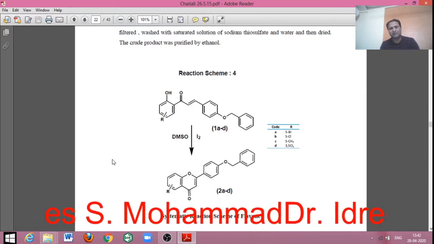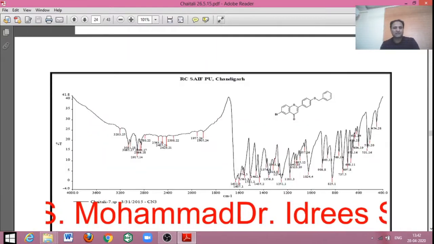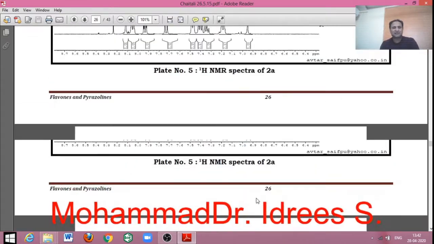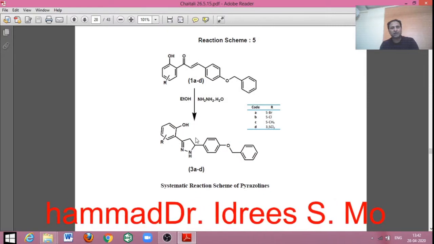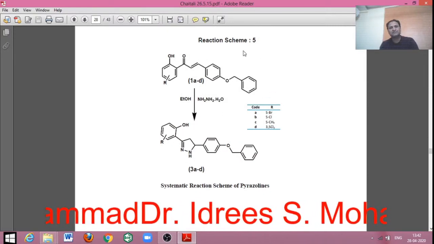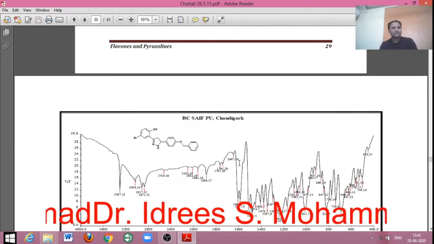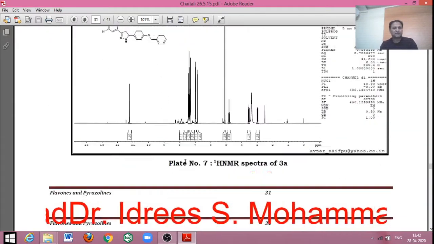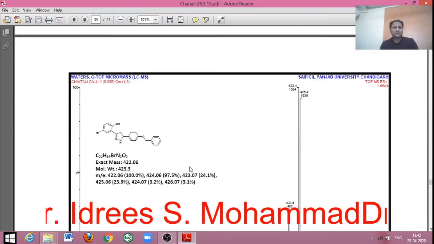We have gone through this reaction and got this product. We confirmed this product on the basis of different aspects. Four compounds we have synthesized. The last thing is how to get the pyrazolines. You can see here the five-membered structure. The chalcone skeleton is the same, but the pyrazoline is different. Different parameters we have covered to confirm the synthesized compounds.